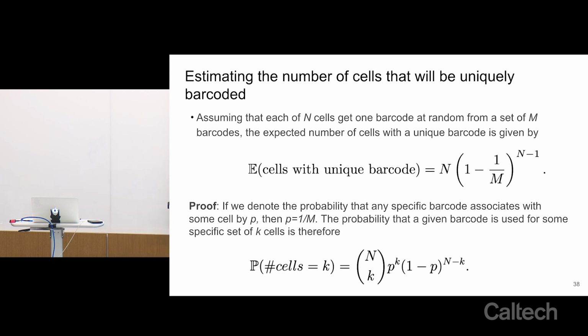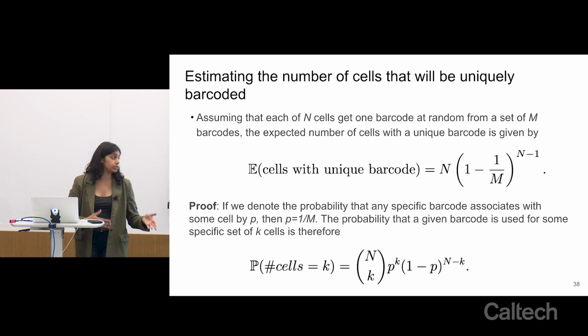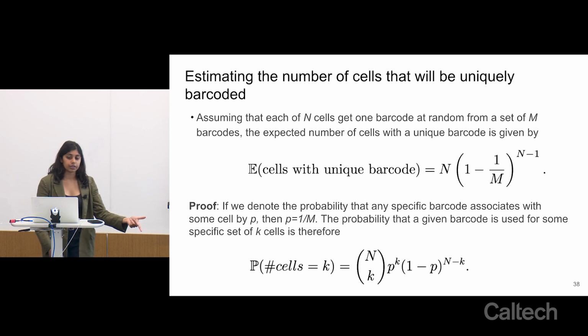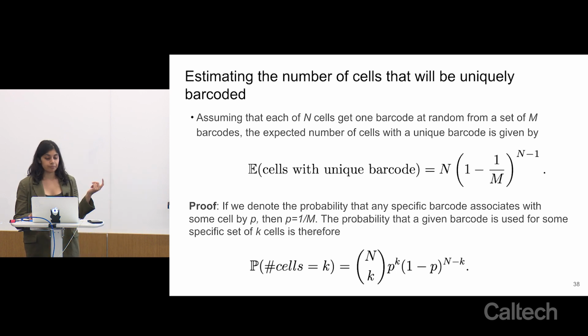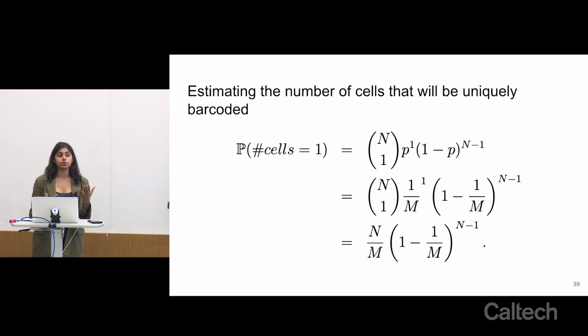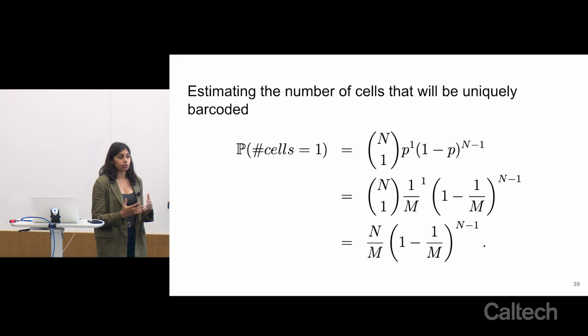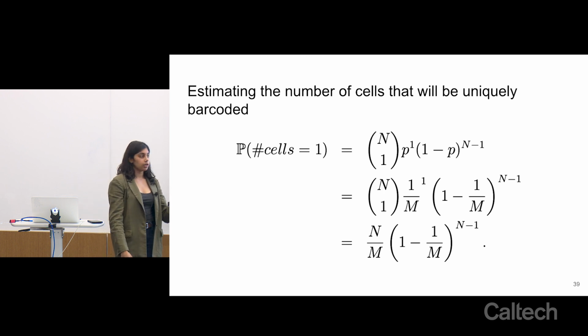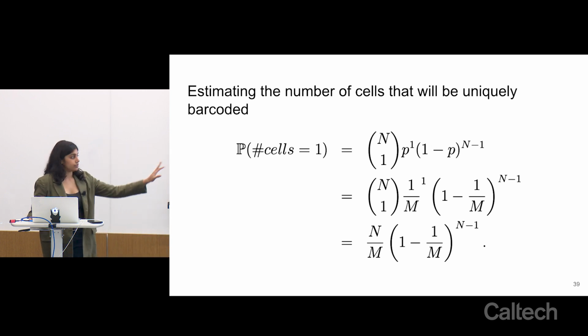What that means is for this barcode, there are n choose k possibilities. So there are sets of k cells that it could associate with, each with some probability. And then for the n minus k other ones, it doesn't associate. So this is the probability of a barcode associating with k cells. What we're actually interested in is how likely it is to associate with just 1, because I want it to barcode only 1 unique cell. That means setting k to 1 here, so it only associates with 1, and all the rest are not associated with it. And that gives us this formula.